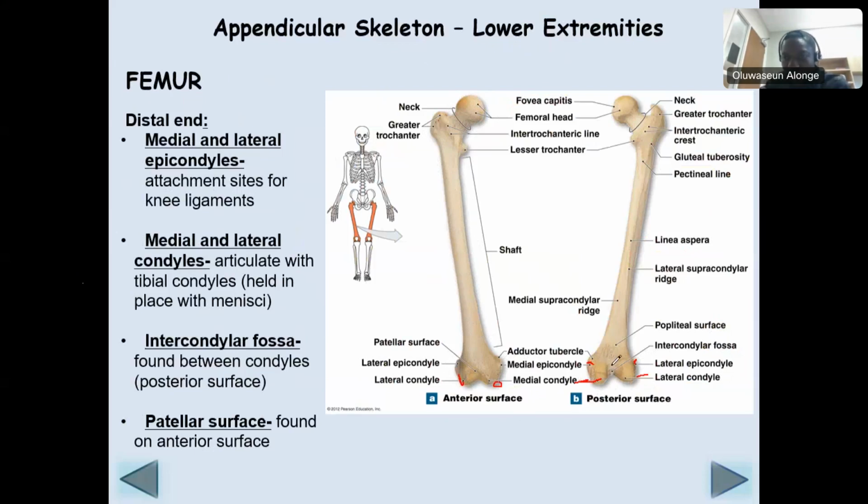This is the anterior view, and in between the 2 condyles, you have what we call the intercondylar fossa, meaning there is a depression between the 2 condyles. When there are 2 elevations, there will be 1 depression in between, right? So that's the idea. So this here is the patellar surface. That is where the patella is going to sit. And yeah, I think that's that.